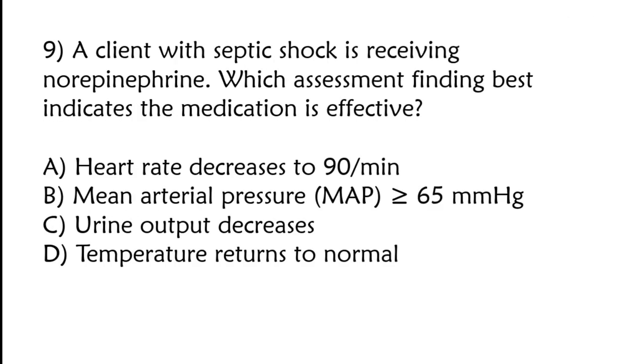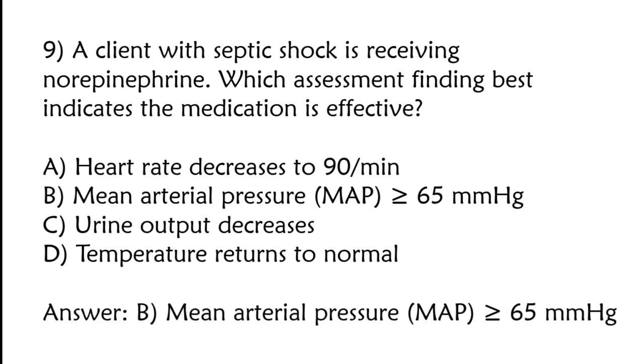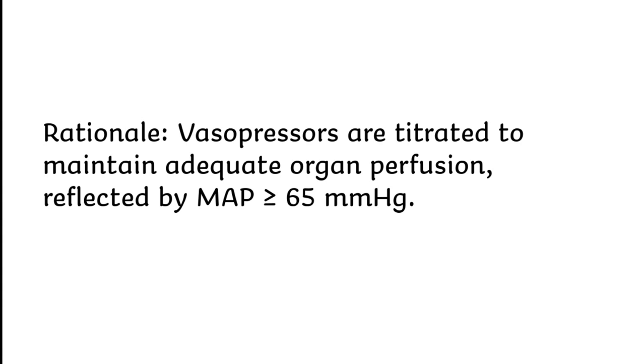A client with septic shock is receiving norepinephrine. Which assessment finding best indicates the medication is effective? Correct answer is B, mean arterial pressure, MAP, greater than or equal to 65 mmHg. Rationale: vasopressors are titrated to maintain adequate organ perfusion, reflected by MAP greater than or equal to 65 mmHg.